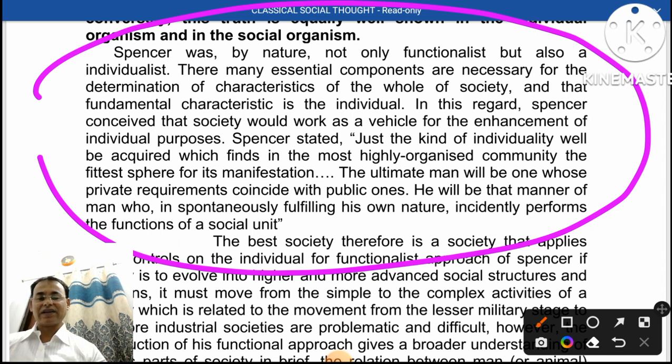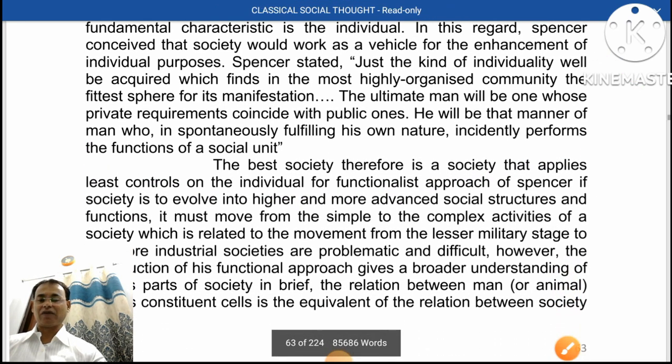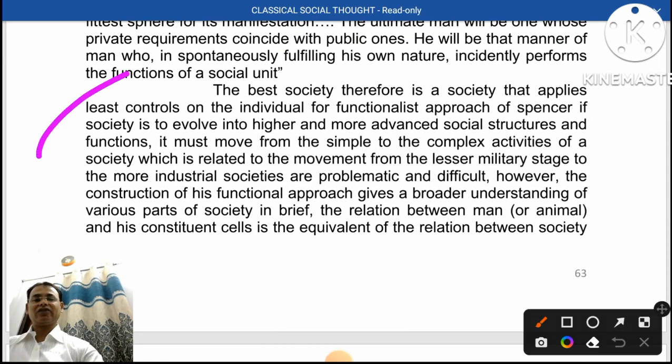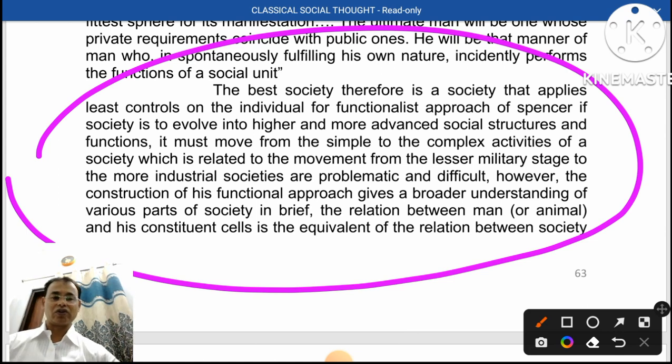In this regard, Spencer conceived that society would work as a vehicle for the enhancement of individual purposes. Spencer stated, just the kind of individuality will be acquired which finds in the most highly organized community the fittest sphere for its manifestation. The ultimate man will be one whose private requirements coincide with public ones. He will be that manner of man who, spontaneously fulfilling his own nature, incidentally performs the function. The best society, therefore, is the society that applies least control on the individual, in the functionalist approach of Spencer.